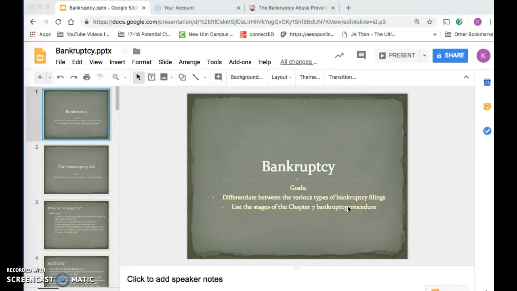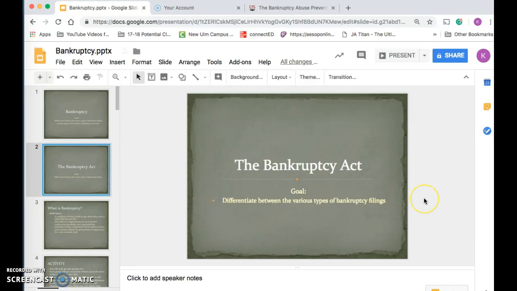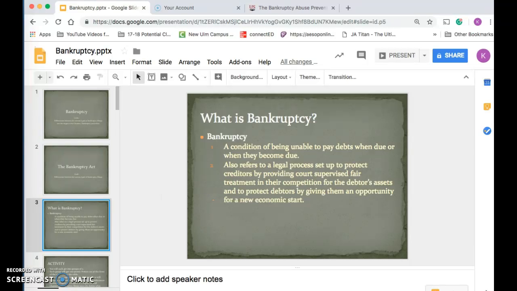Good morning, class. Today you are going to go over 33-3, bankruptcy. The goals for today are to differentiate between the various types of bankruptcy filings and list the stages of Chapter 7 bankruptcy procedure. So, for the first part, it's the Bankruptcy Act, and you're going to accomplish that first goal that I read.